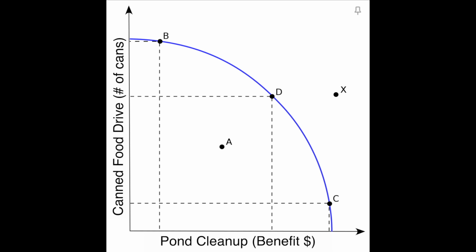Scarcity means you can't have everything, and the production possibility curve shows just that.